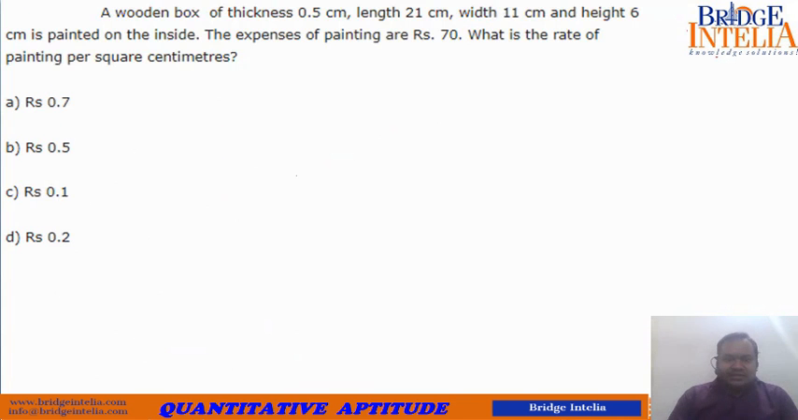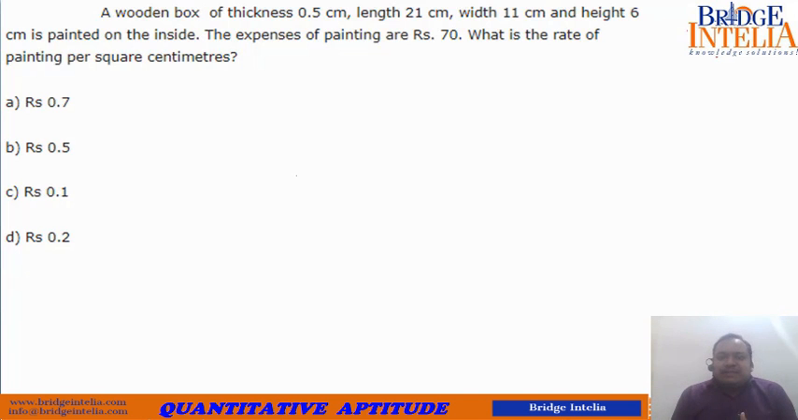So let us see this one. A wooden box of thickness 0.5 centimeter, length 21 centimeter, width 11 centimeter and height 6 centimeter is painted on the inside. Please mind, you are painting the box from inside. That means the box is empty, hollow. It is simply made of wood. So it's like a hollow cube, in our case, a hollow cuboid.